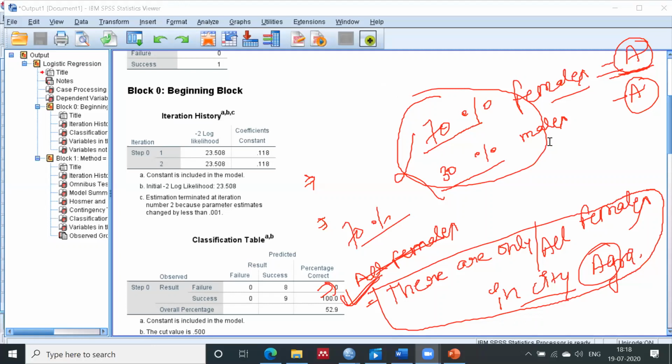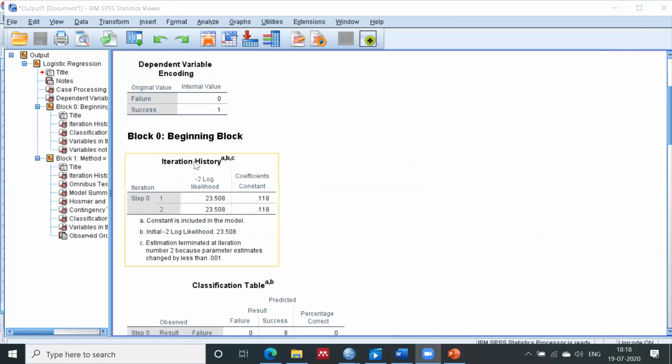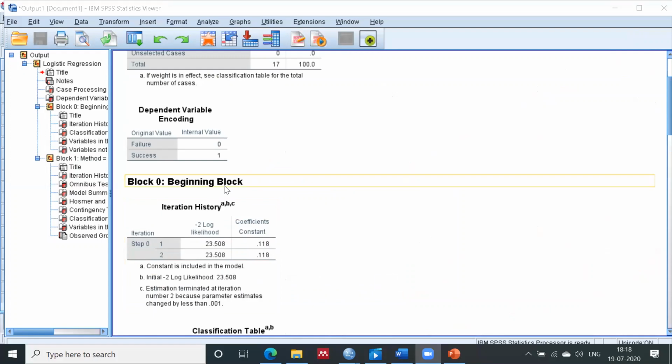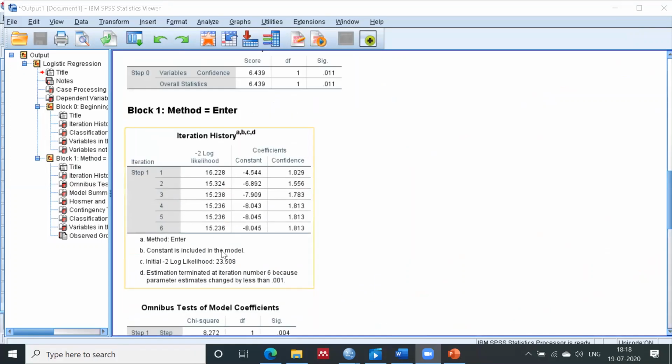Now let's understand the same thing with this example. Block 0, the beginning block, is this. There are actually two blocks. The first one is the beginning block and the second one is my regression block, because I have chosen the enter method here. So this is my regression.